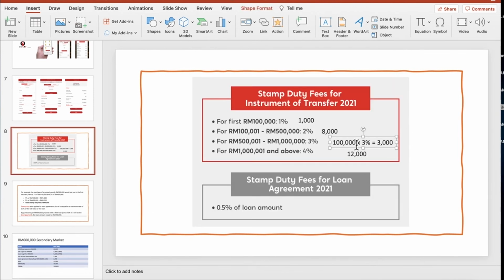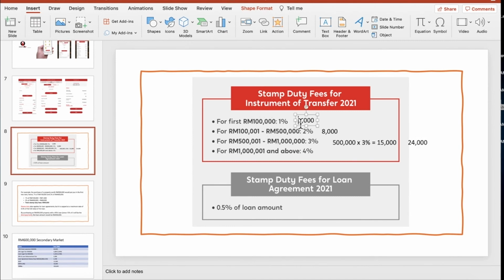And what if my property is 1 million? So which means 500,000 here. Then how much is that? Yes, exactly 15,000. So that's 1, 8, 15. So it's 23, correct? 23,000. So for a 1 million property, sorry, 24,000. For a 1 million property, it's standard. It's 24,000. Because the first 100,000 is here, the next 400,000 is here.